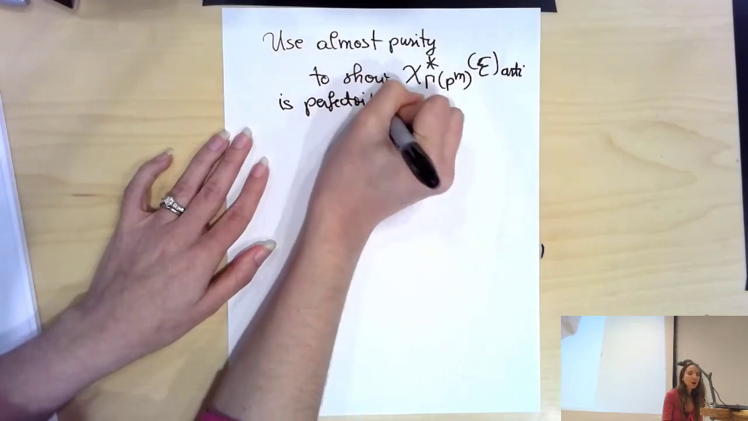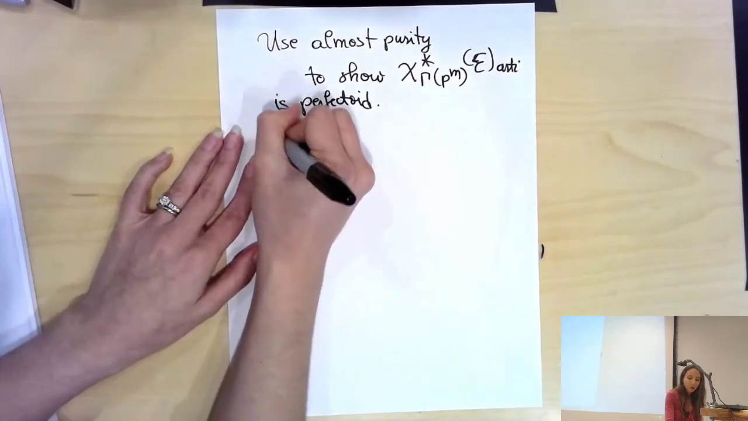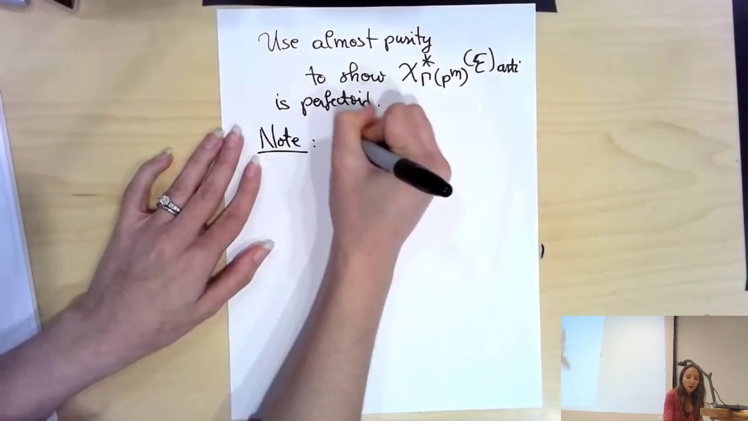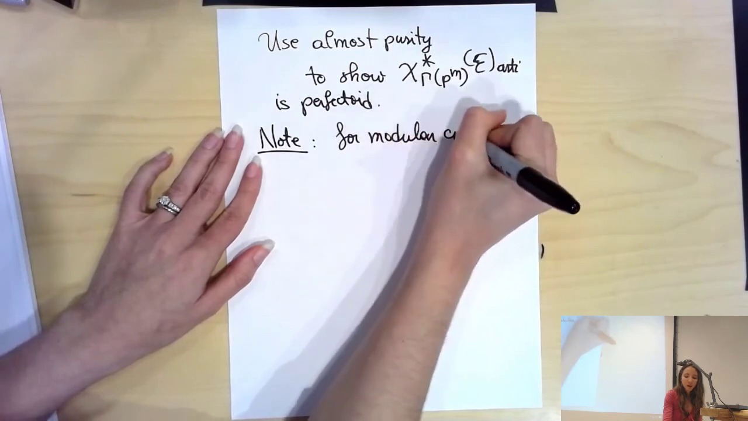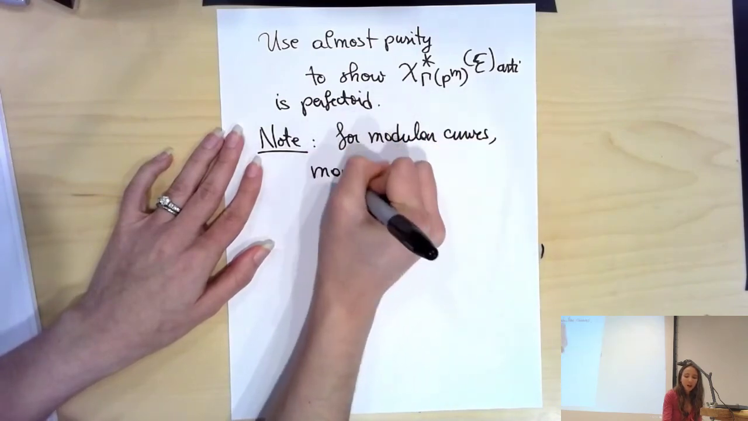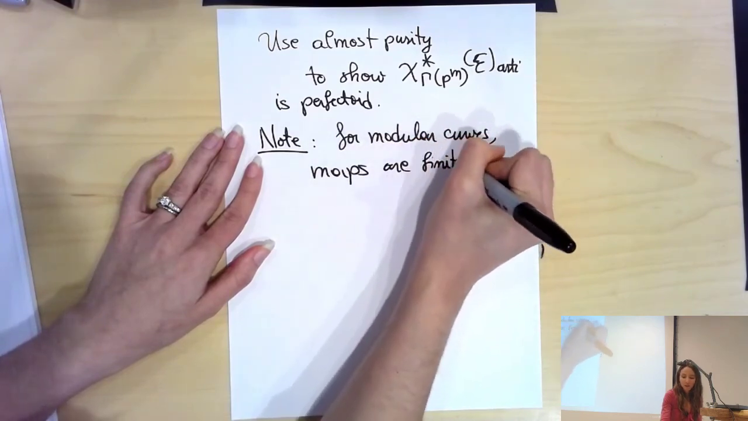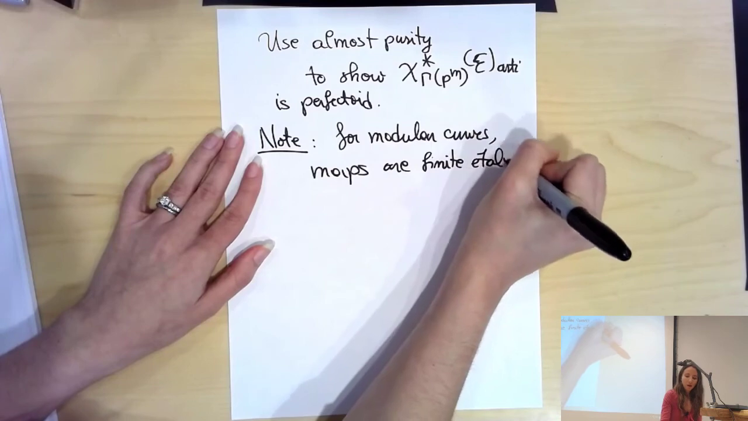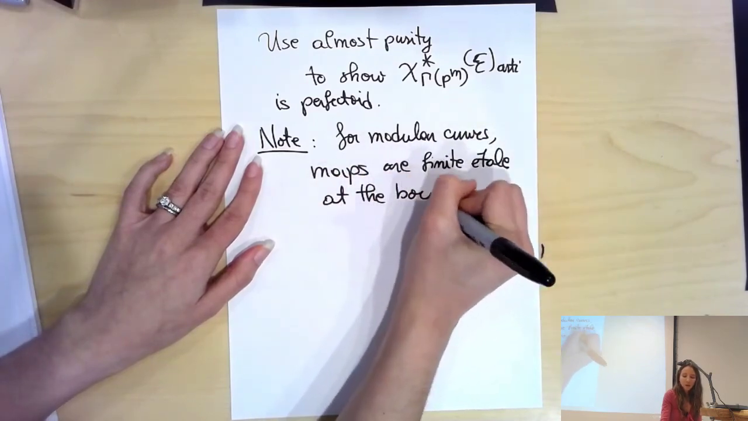So the question was whether this map is still finite étale over the boundary. One important thing is that for modular curves, the maps are finite étale even at the boundary. And you can compute cusps and check this. There's an exercise in the notes that asks you to do this.